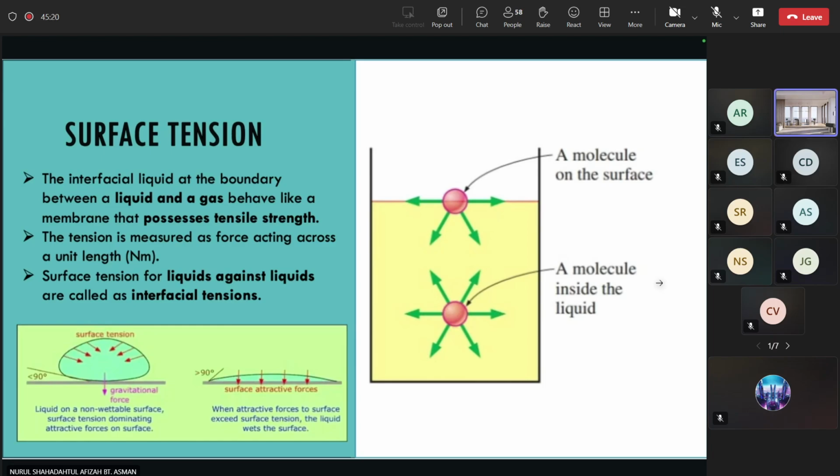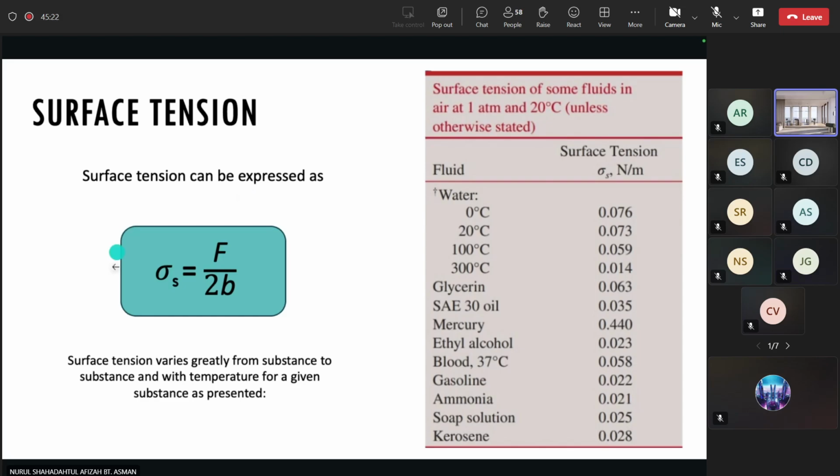So this is the equation or formula where we can express the surface tension. So surface tension is equals to force over 2B. B itu di surface lah. So it's also related with the temperature for a given substance.